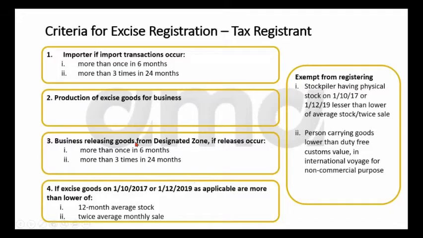Besides these mandates for registration, there are some exemptions, and two can clearly be seen. One is that if the stockpiler does not reach either of these two quantities, I mean, if the physical stock on these dates was less than the 12 months average stock or twice the average monthly sales, then he would be exempt and won't need to register. Likewise, a person on an international voyage who is bringing some goods below the customs specified duty free amount for non-commercial purpose, if these three conditions are fulfilled, will be exempt from registering for the excise tax.